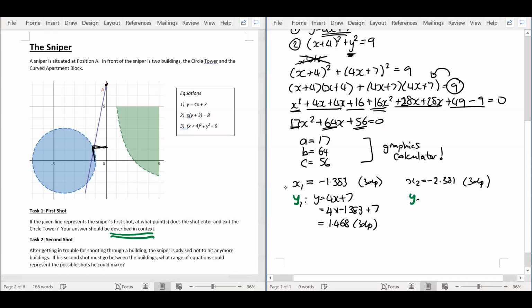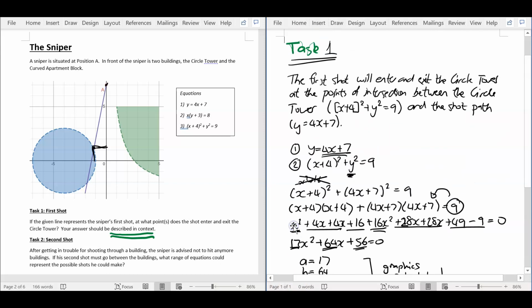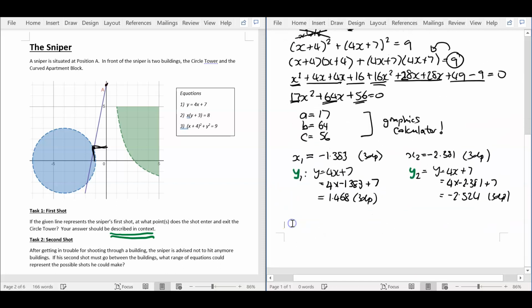We can then calculate the second value for y. So same thing, y equals 4x plus 7. That's going to be equal to 4 times negative 2.381 plus 7. And that there is going to get me to negative 2.524, also 3 dp rounding as well. Now that I've got those points there, I might have to actually make some more room on my sheet to finish off this question.